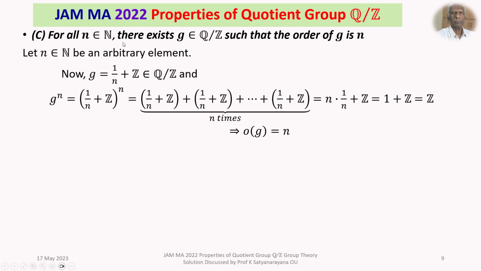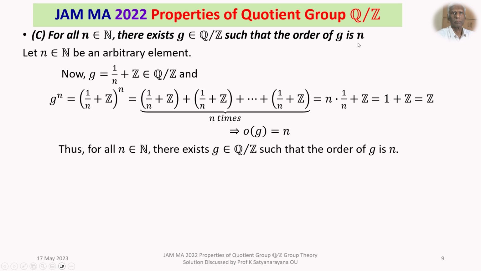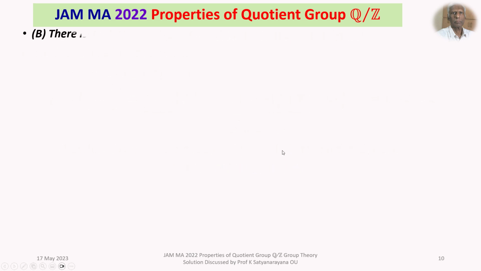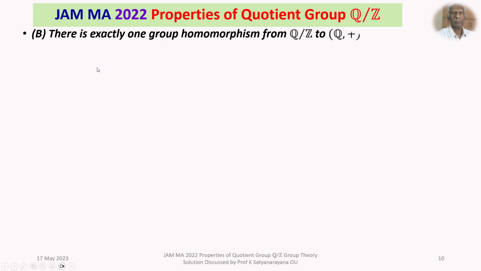So for all n belonging to N, there exists a G belonging to Q by Z such that the order of G is n. Thus, option C is true. We are now left with the last option, option B. There is exactly one group homomorphism from Q by Z to Q plus. A very important result. Now let's see the proof.